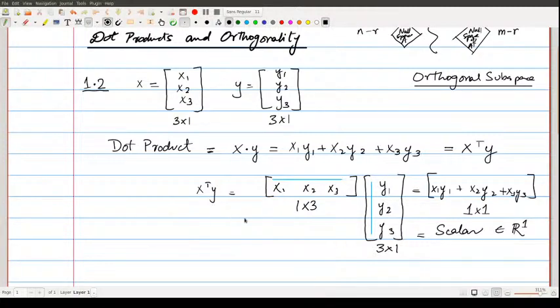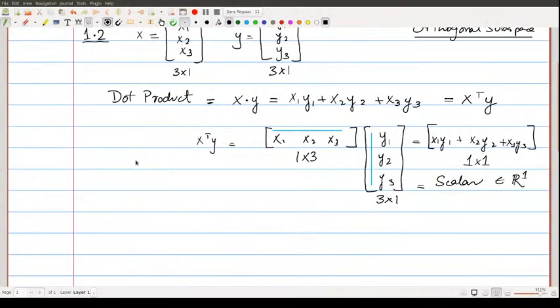So that's the dot product. That's not the only way, by the way, you can take a product of two vectors. There's also something called the outer product, right? The dot product is also called the inner product. And the outer product can be taken as x y transpose.